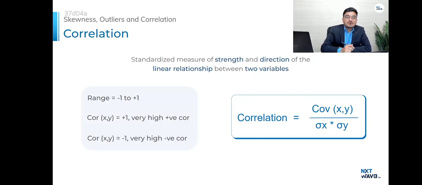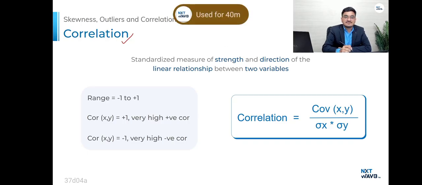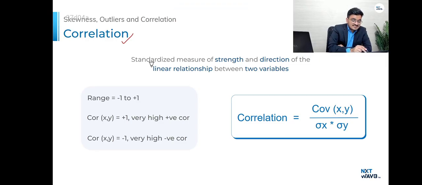Now, let's talk about one more technique of getting the relationships between our features, that is correlation. Now, correlation mostly works the same way as the covariance, but it gives us much more insights towards the actual relationship between the features. So, correlation is the standardized measure of strength and direction of the linear relationship between two variables.